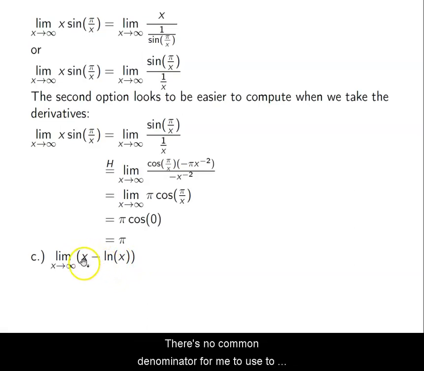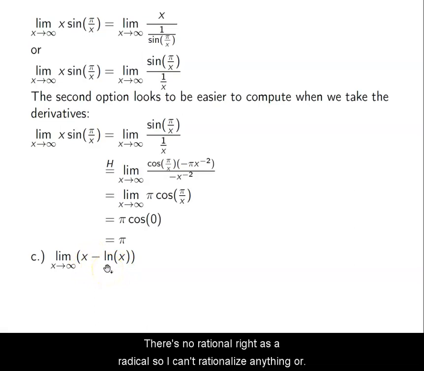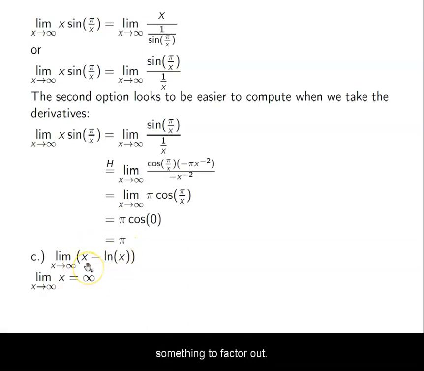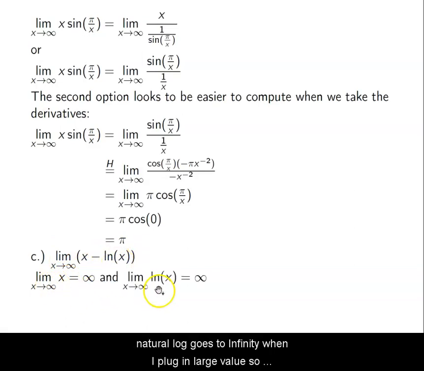There's no common denominator for me to use to add them together. There are no rationals, no radicals, so I can't rationalize anything, and so I really don't know what to do. I think the easiest thing to do will probably be to make up something to factor out. Just to make sure it's indeterminate form, x goes to infinity when I plug in large values. Natural log goes to infinity when I plug in large values.